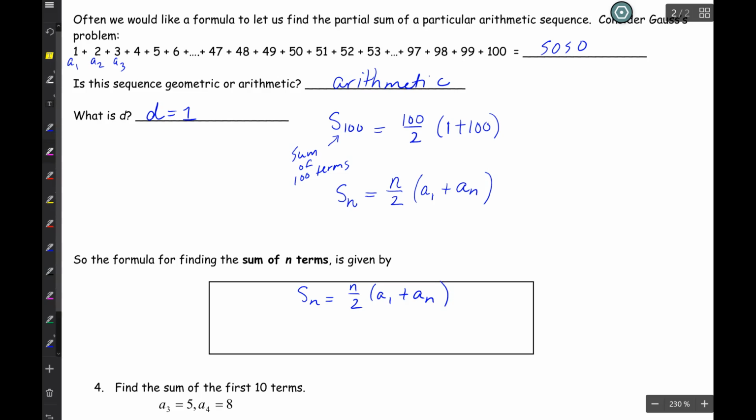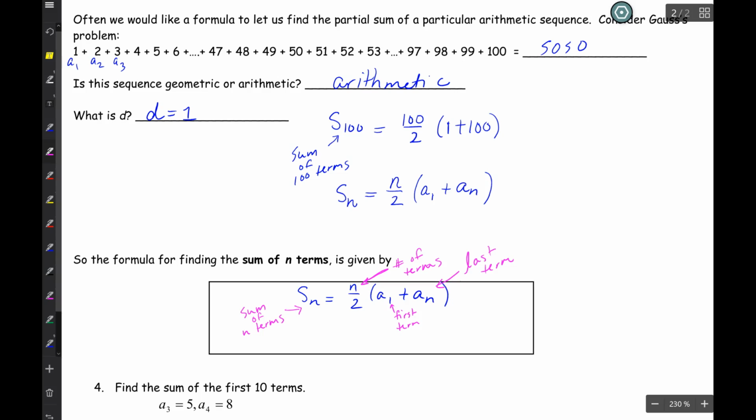And let's give ourselves some terminology. S sub n is the sum of n terms. n is the number of terms. a1 represents the first term. And a sub n represents the last term, just like Frederick was adding the 100th term.